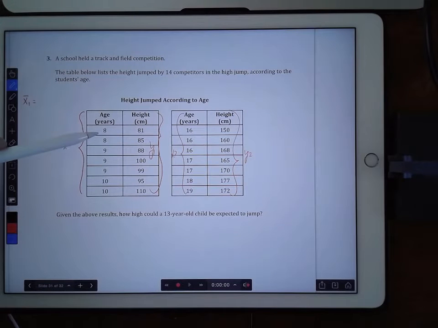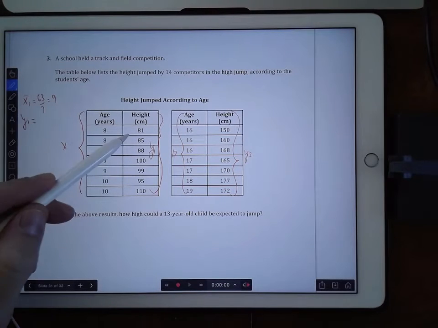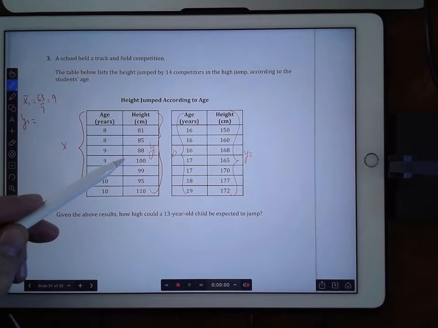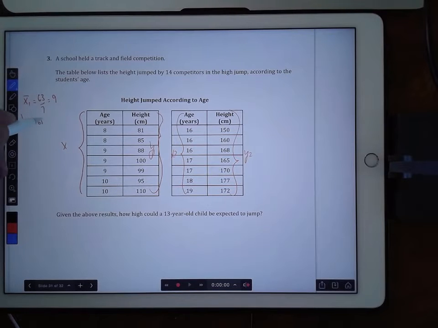When I add up 8 plus 8, 9, 9, 9, 10, and 10, I get 63, which then has to be divided by 7 because, of course, there are 7 x values there, which gives me an average of 9. And on the y1, 81, 85, 88, 100, 99, 95, and 110, that's going to give me 658 divided by 7, which is 94. So x1 is equal to 9, and y1 is equal to 94.